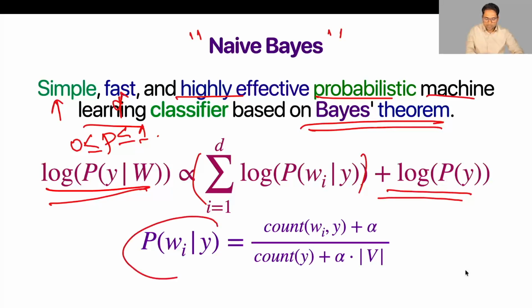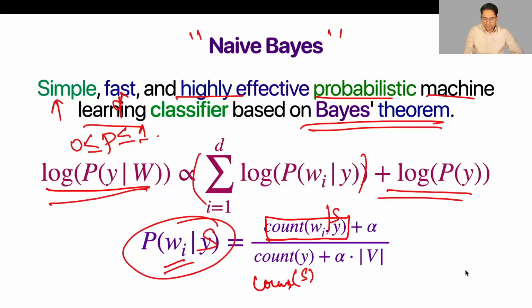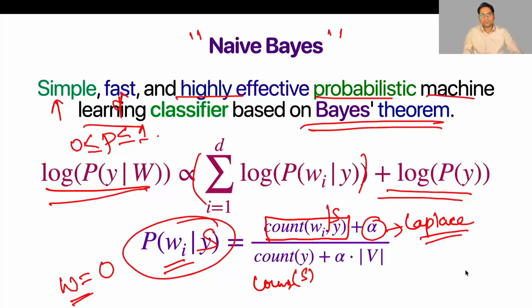The probability of a word given a label, for example spam or not spam, is given by the count of that word in all the spam emails, divided by the total number of words in the spam emails, plus Laplace smoothing. This we also discussed in the previous video. Why do we need it? If a new word that we see during testing has a count of 0, because we have not seen that word at all, how do you handle this?